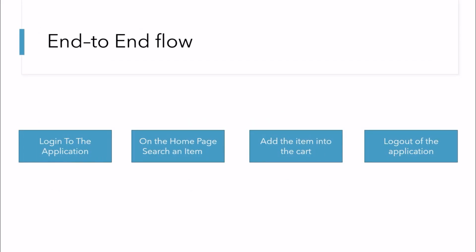Let's understand what is an end-to-end flow with the help of an example. Let's say I am here talking about Amazon web application and we all might be aware about it. So I log into the application, I go to the home page, search an item, add that item to the cart and I log out of the application. Right, this is what is called as an end-to-end flow and is also called as a complete scenario, where from the login till the logout I am performing a complete flow. So Protractor focuses on end-to-end flow creation.